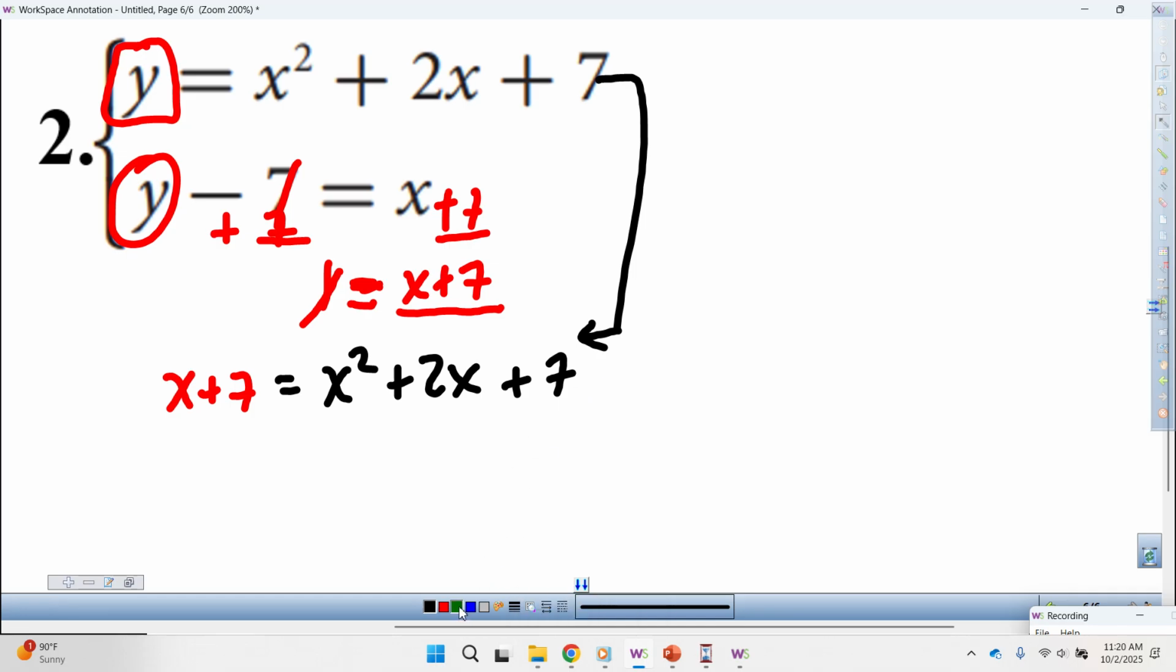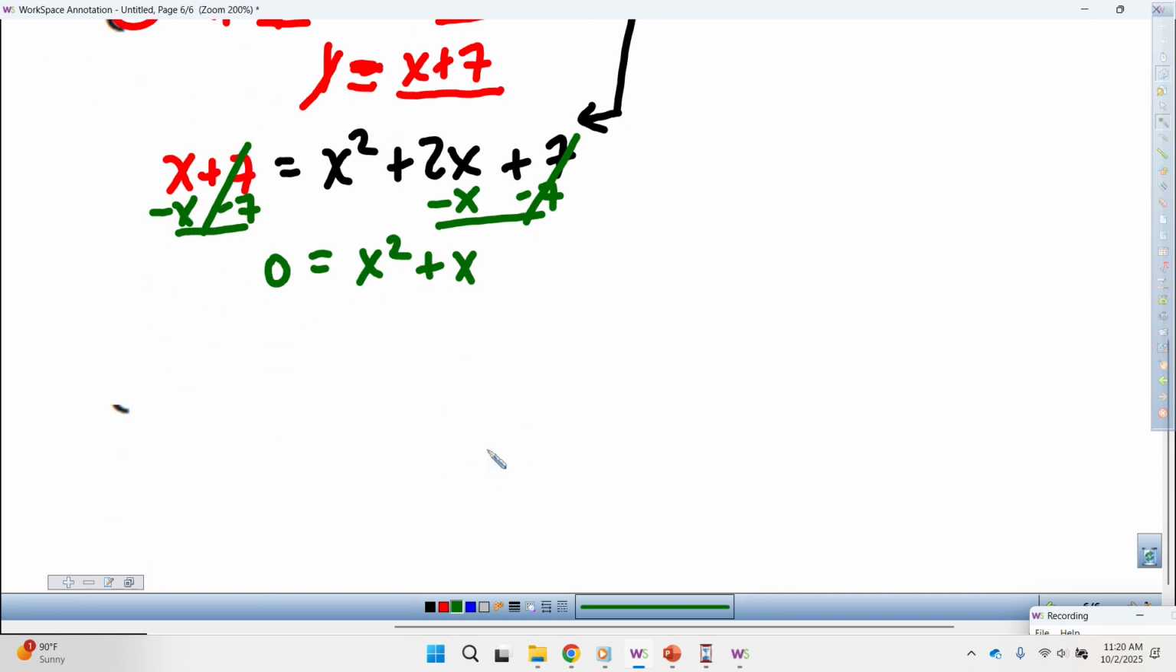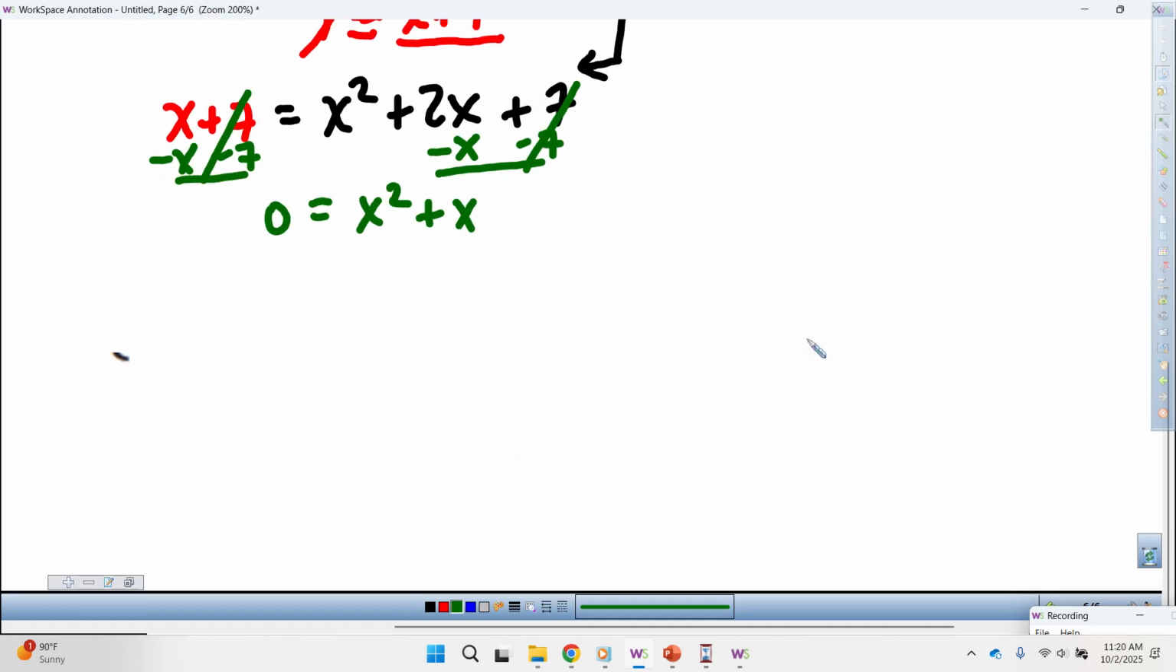From there, we need to make one side equal to 0, which is this one. So I subtract x and subtract 7 from both sides. So 0 equals x squared, 2x minus x is x, and 7 minus 7 cancel. How we doing? So far so good, yes? All right, so now we're here.